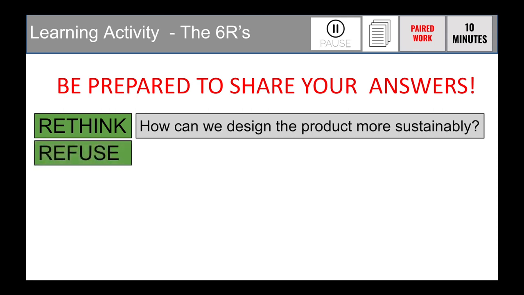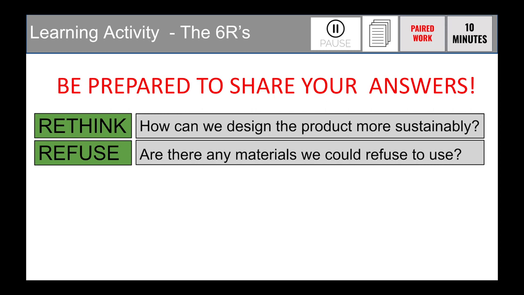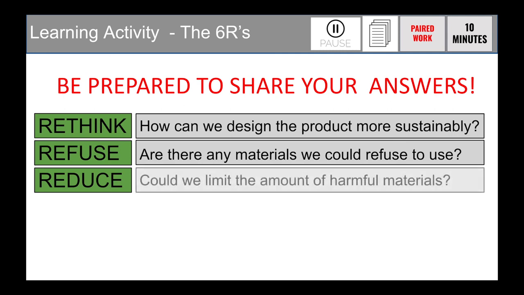The next stage: can we refuse any particular materials? Are there any materials that we could refuse to use completely, such as single-use plastics, thermosetting plastics, or any materials that couldn't be recycled? Next, it's reduce. Can we reduce the use of these harmful materials? Could we reduce the amount of packaging, or could we even reduce the amount of energy consumption the product uses to make it more environmentally friendly?